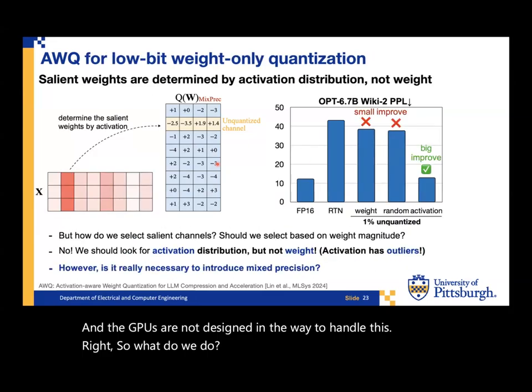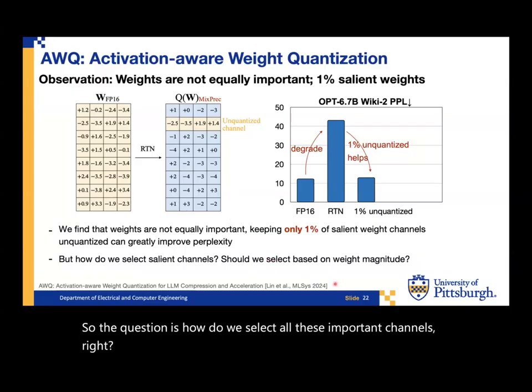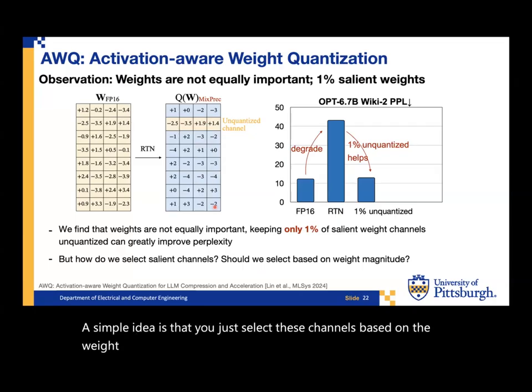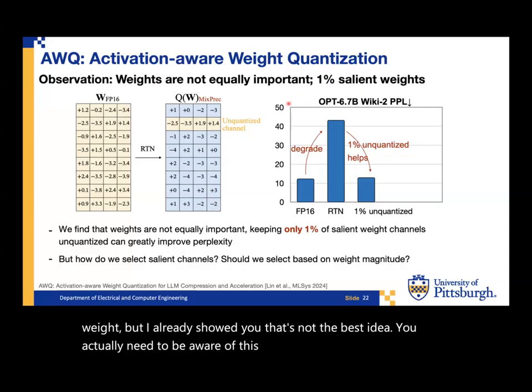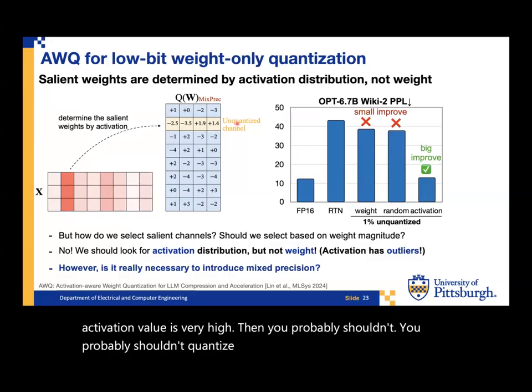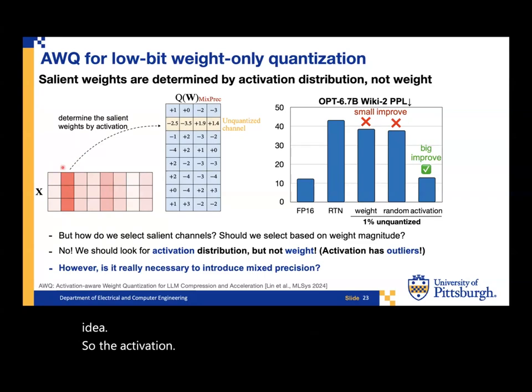Actually, before we talk about that, the question is, how do we select all these important channels? A simple idea is that you just select these channels based on the weight. But I already showed you that's not the best idea. You actually need to be aware of the activation value, because if the activation value is very high, then you probably shouldn't quantize that channel, right? So that's the key idea. The activation value is going to determine which channels should not be quantized.